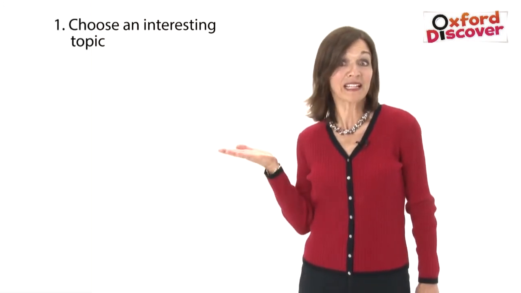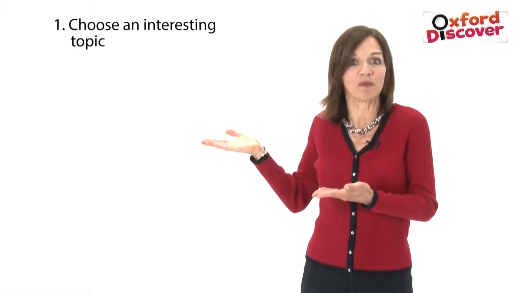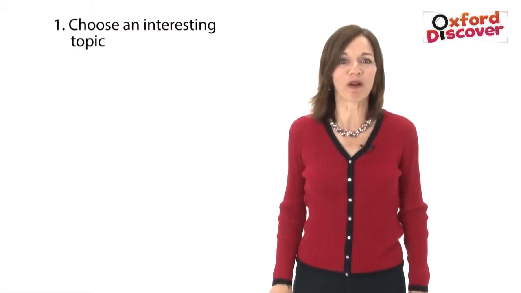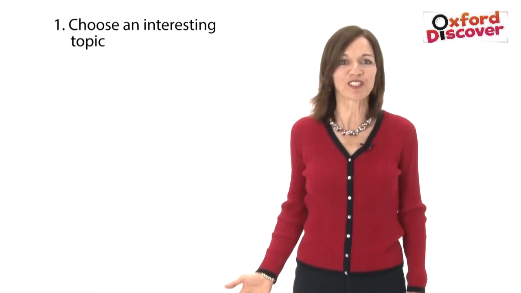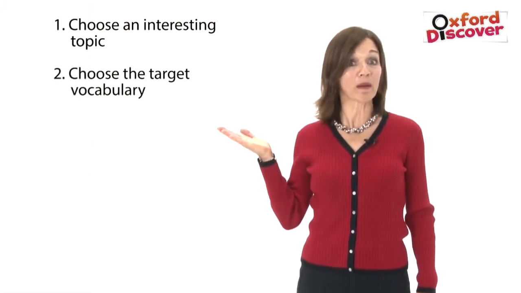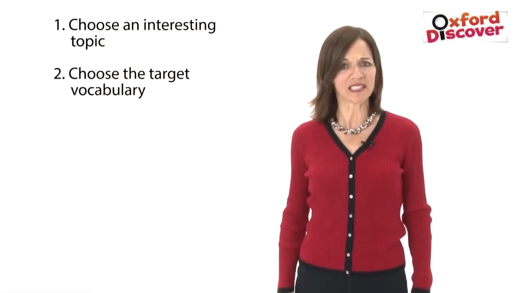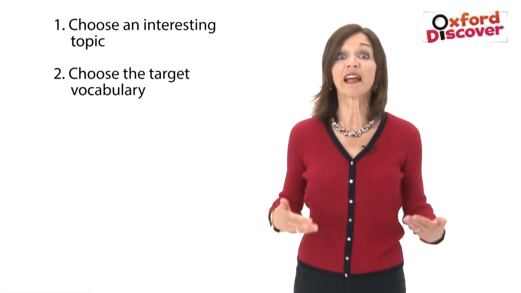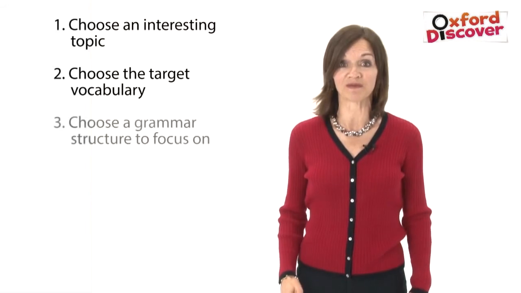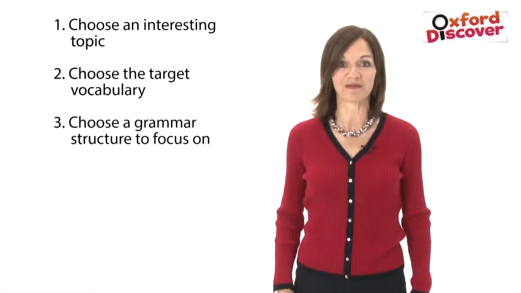It might be a science lesson about rainforest animals or our solar system, or a history lesson about inventions or transportation. Next, choose the target vocabulary you want to focus on for the lesson. This may be 6 to 10 words, depending on the level of your students. Also choose a grammar structure to focus on.